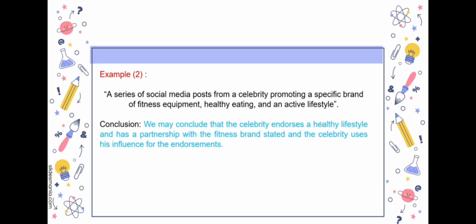The second example is a series of social media posts from a celebrity promoting a specific brand of fitness equipment, healthy eating, and an active lifestyle. The conclusion for example 2 is, we may conclude that the celebrity endorses a healthy lifestyle and has a partnership with the fitness brand stated, and the celebrity uses his influence for the endorsement.